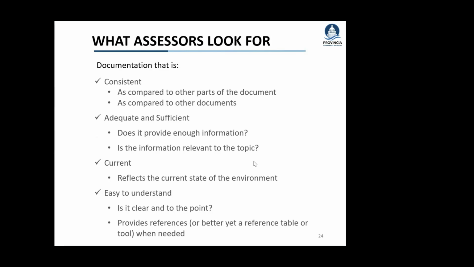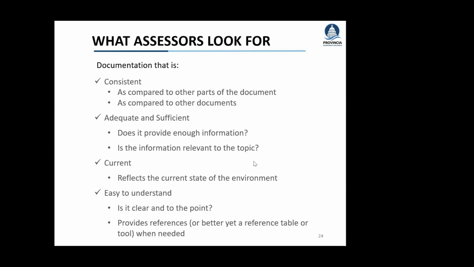The second point is adequate and sufficient. Right? So in this one, they're looking to find out, is there enough information provided for me to assess this practice? If it's not, then that may cause an issue. In some cases, we can come back and ask for additional information, but in some cases, it's an indicator that you just don't have that control implemented correctly.